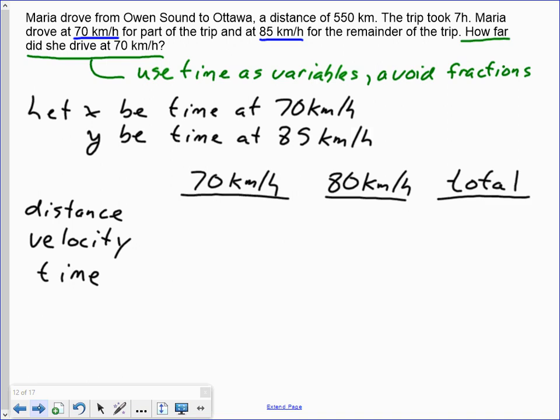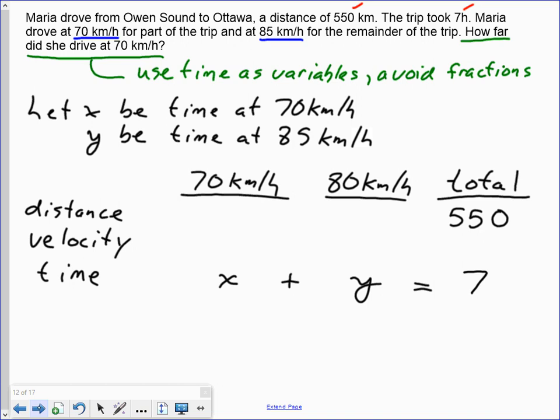And let's work our way through the question here, figuring out what they've given us. Right off the bat, we've chosen our variables x and y to be the times. So we can put in x for the time at 70 and y for the time at 85 kilometers per hour. She drove from Owen Sound to Ottawa, a distance of 550 kilometers. That's our total distance. So total distance goes in here. The trip took 7 hours. That's our total time. So already we've got one of our equations here: x plus y equals 7.